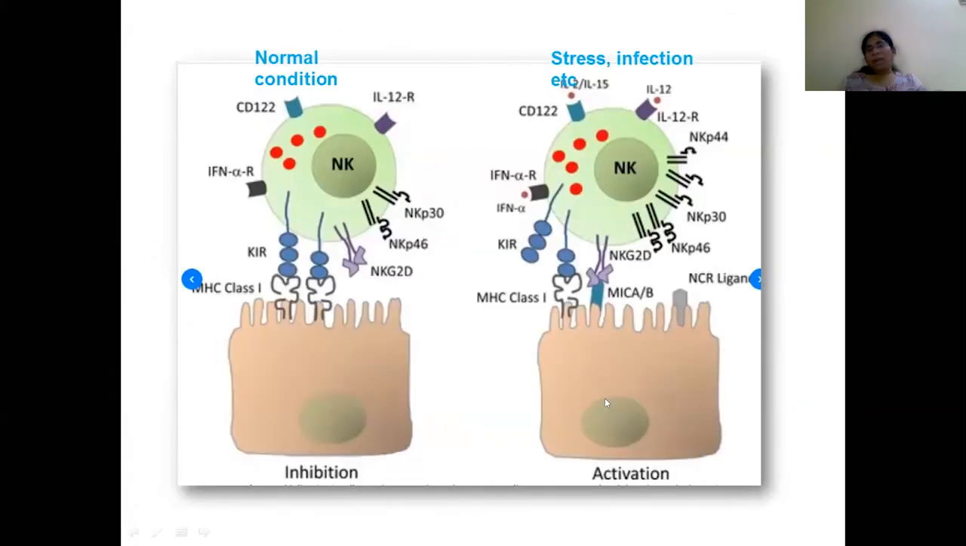So now what happens? As I said, it has activatory receptors and it has inhibitory receptors.